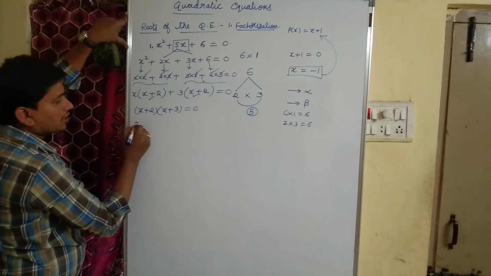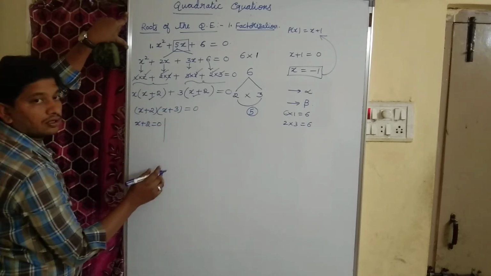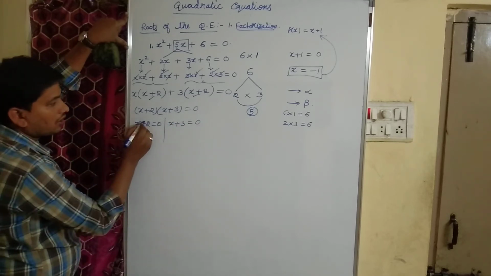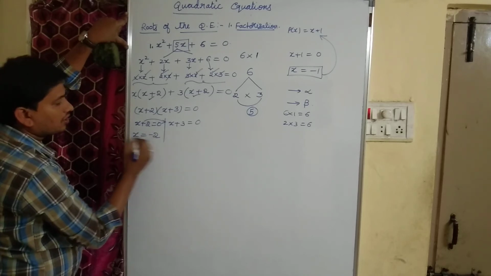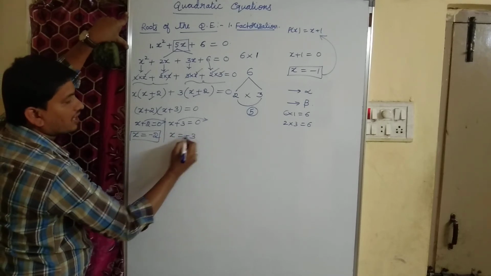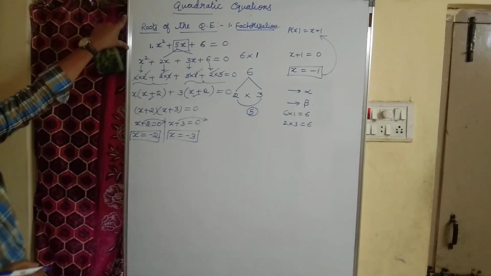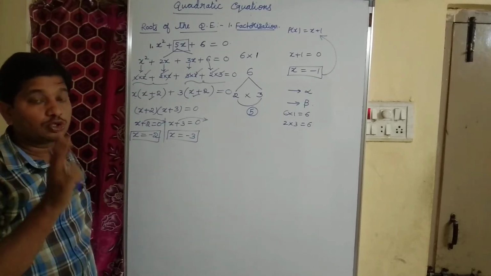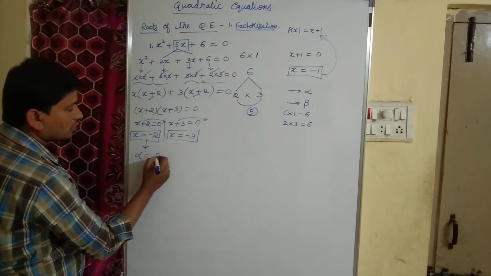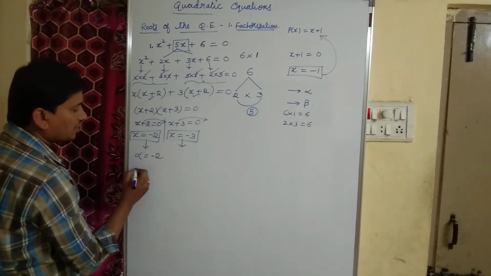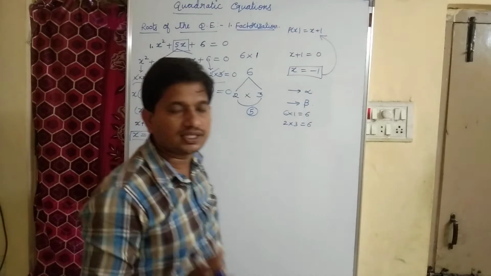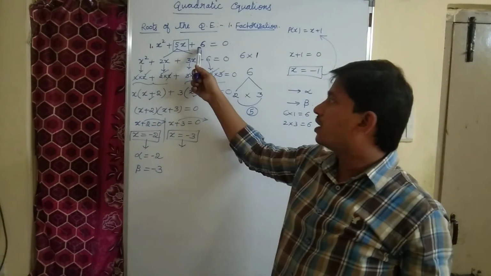So one term is x plus 2 equal to 0 and the other term is x plus 3 equal to 0. Now let me transpose plus 2 towards the right hand side. I will get x equal to minus 2. Let me transpose plus 3 towards the right hand side. I will get x equal to minus 3. Children, how many zeros did we get? We got 2 zeros. So x equal to minus 2 we call one root alpha, which is equal to minus 2, and x equal to minus 3 we call beta, which is equal to minus 3. Here minus 2 and minus 3 are called roots of the quadratic equation.